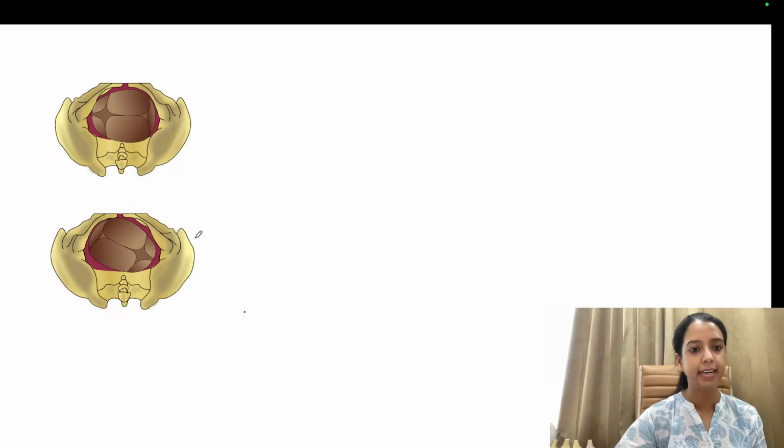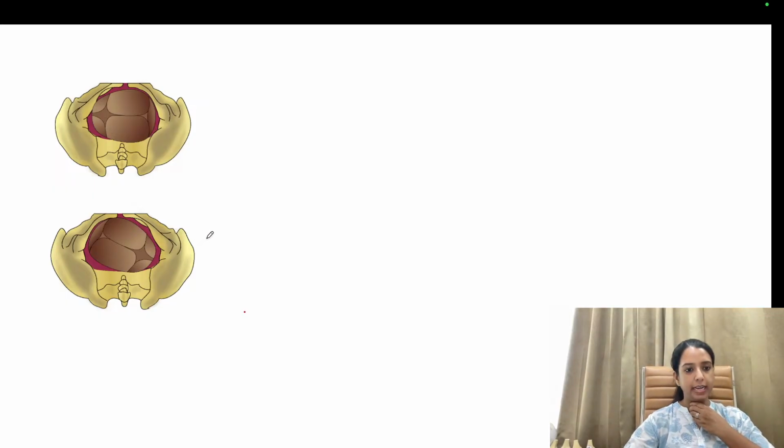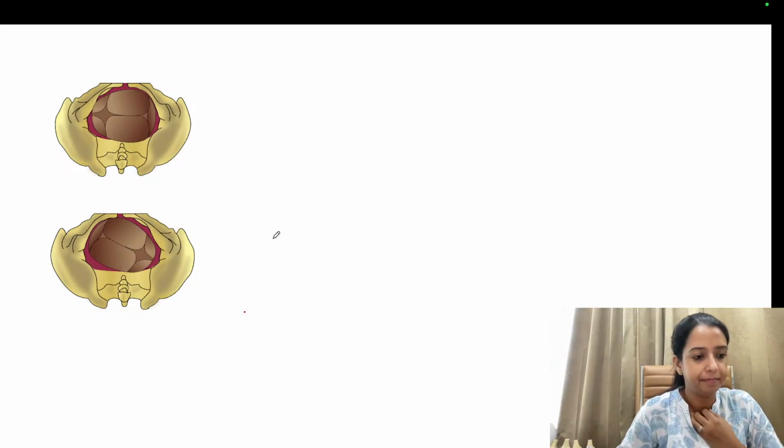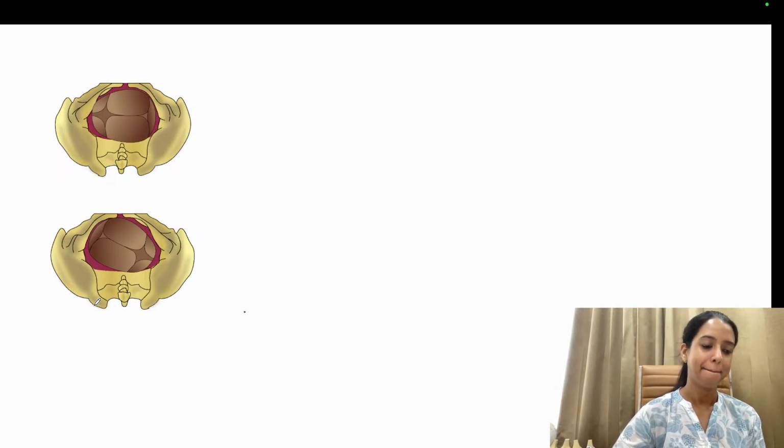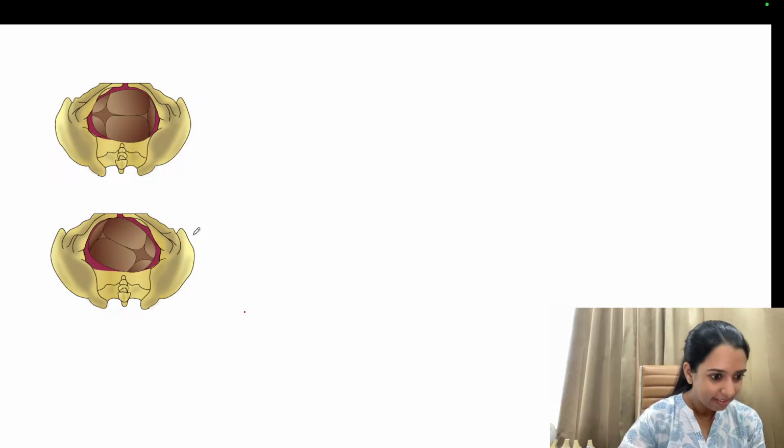Just see what is right side, what is left side, where is your occiput. Is your occiput in transverse, or is it posterior or anterior? Where is it? Please write down the short form.